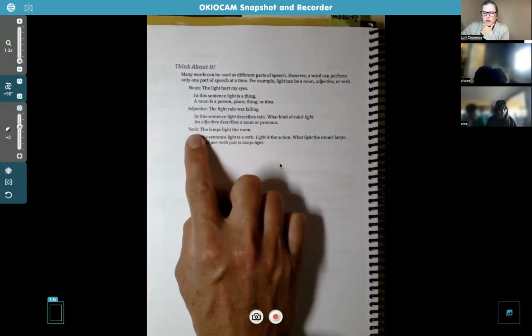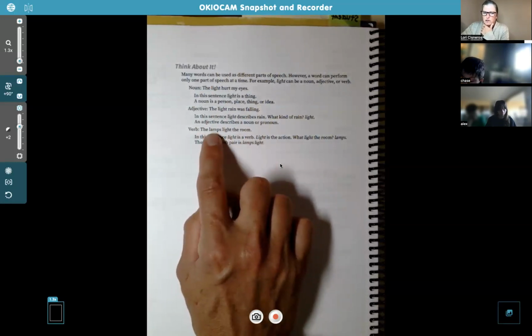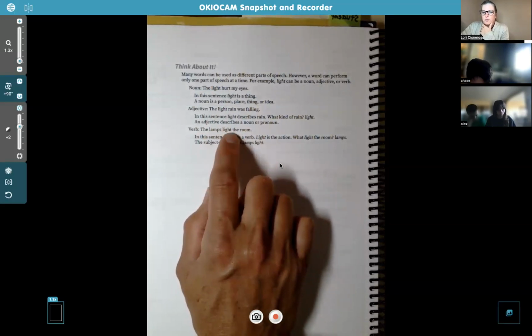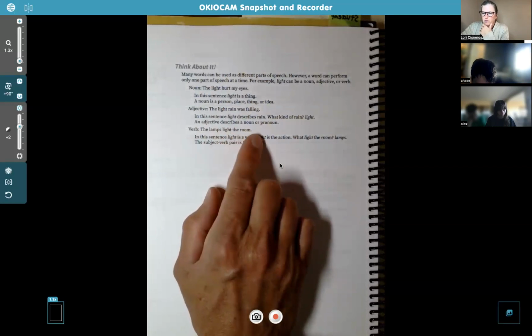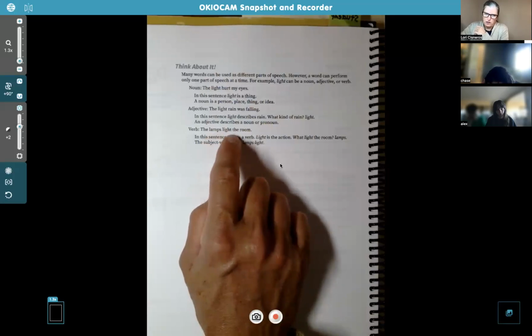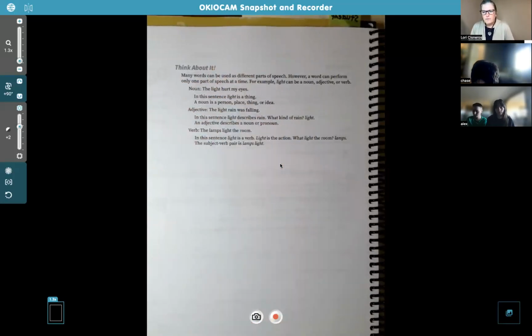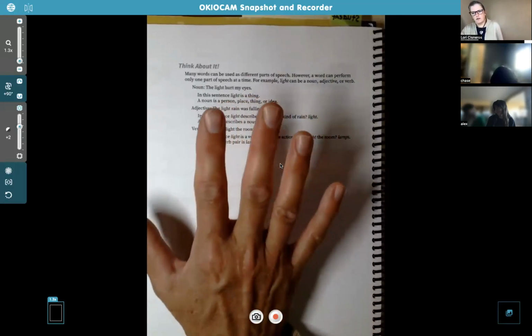Here we have it used as a verb. So the lamps light the room. Okay, the noun is lamps, and the verb that the lamps are doing is lighting up the room. So the subject is actually lamps, and then the verb is light. Same word, light, used in 3 different ways. But remember, it says it can only function as one way in the sentence. So you have to pay attention to how it's used in the sentence in order to know how to label it. Any questions about this page?